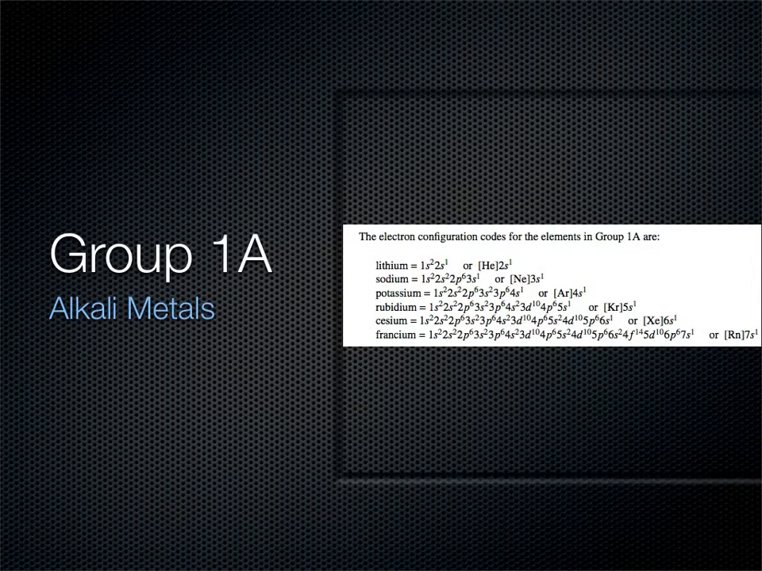All right, so let's talk about these different groups. Take a look at the configurations here. Notice that for lithium, it's 1s2, 2s1. Lithium ends in 2s1. If we talk about sodium, 1s2, 2s2, 2p6, 3s1. And so on. Potassium ends in 4s1, and rubidium in 5s1. And this is the key thing. All of these have one electron in that s sublevel, one valence electron.